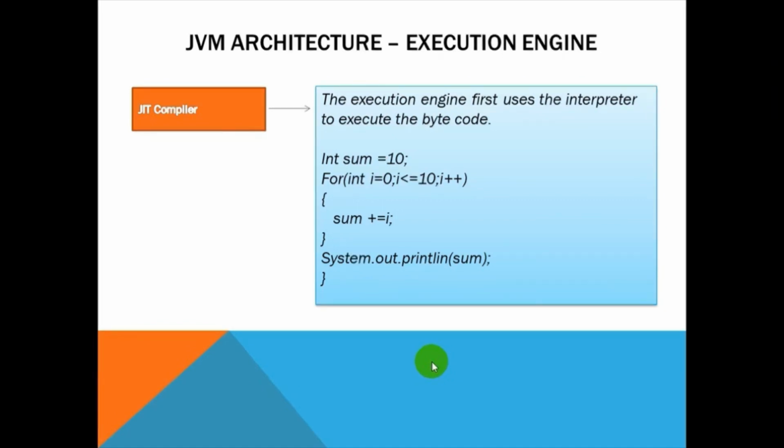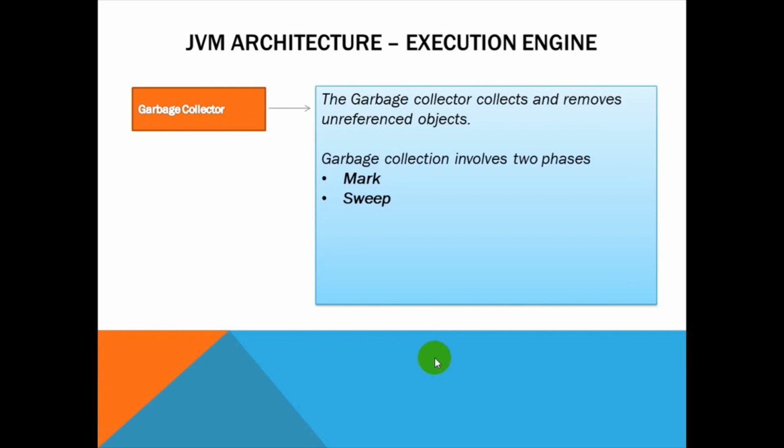Next, we have the garbage collector. The garbage collector collects and removes unreferenced objects from the heap area. It is the process of reclaiming the runtime unused memory automatically by destroying them. Garbage collection makes memory efficient because it removes the unreferenced objects from heap memory so that it makes more free space for new objects. Garbage collection involves two phases, mark and sweep.